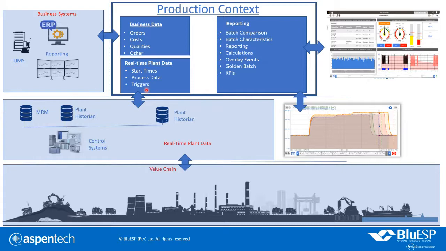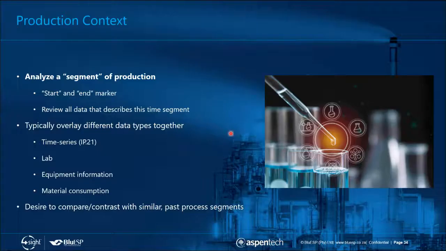We want to define, compare, and trend this data and understand what is the occasions that are happening. Is there something happening on the process that can help us identify and improve the process? So just looking at a bit of the definitions on how we create context in our production, we want to look at a specific segment of production data, and that's normally defined with a certain start and end marker, like maybe a lot number or a blend type.